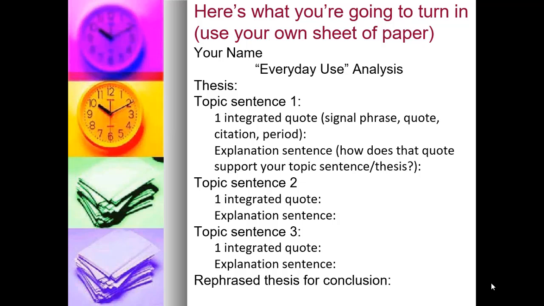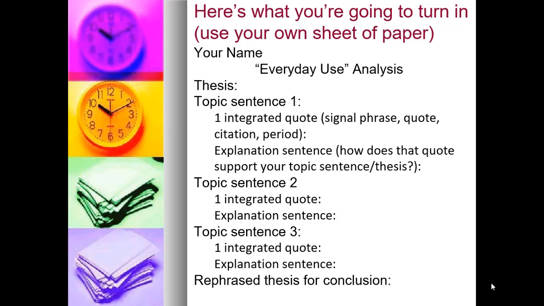Then choose one quote that's about that element, that demonstrates that element, right? And you're going to integrate that quote just like we practiced in class last time. Signal phrase, quote, citation, period. That's what I'm looking for. And then finally, you got to remember the bottom piece of bread on your quote sandwich. Don't want mustard on my hands when I read your outlines, okay? So give me an explanation sentence. How does that quote support your topic sentence? How does this relate to the thesis? Why did you choose that quote? What's so special about it? What does it mean? What does it show? That's what I'm looking for in that sentence.